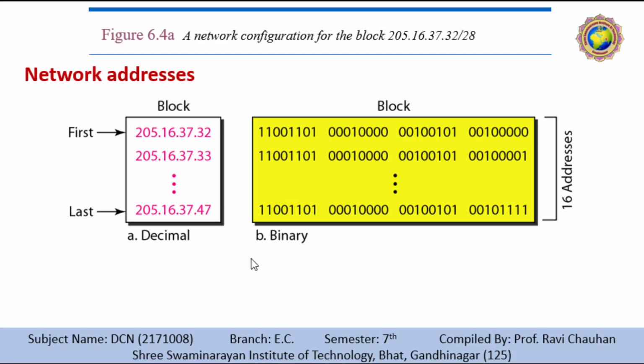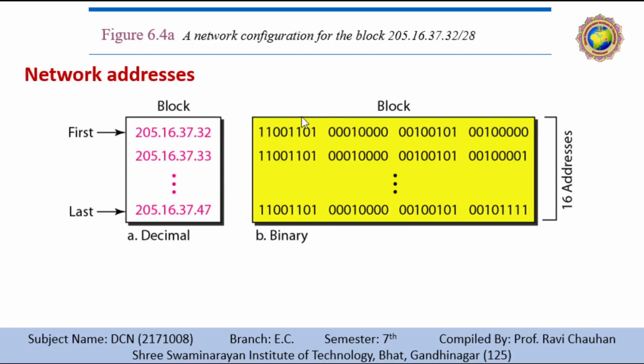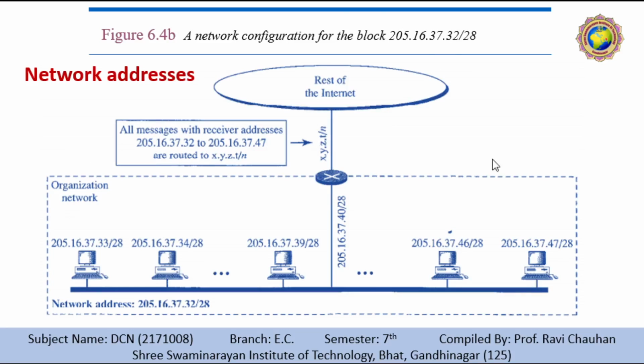Our figure shows an organization. This figure shows an organization that is granted a block of 16 addresses. Fine, it is a block of 16. We have already seen the same addresses in the same example. Okay, the organization network is connected to the internet via a router. The router has two addresses. One belongs to the granted block and the other belongs to the network that is at the other side of the router.